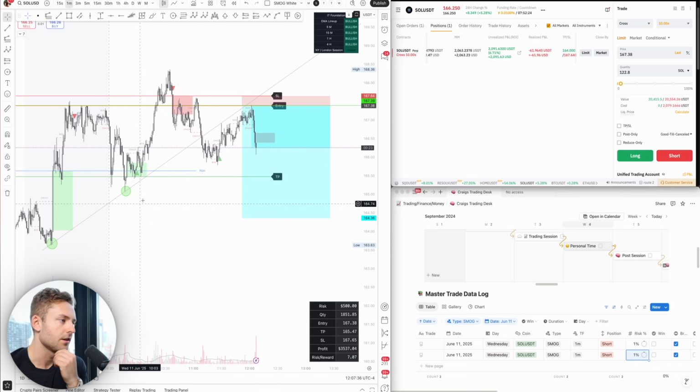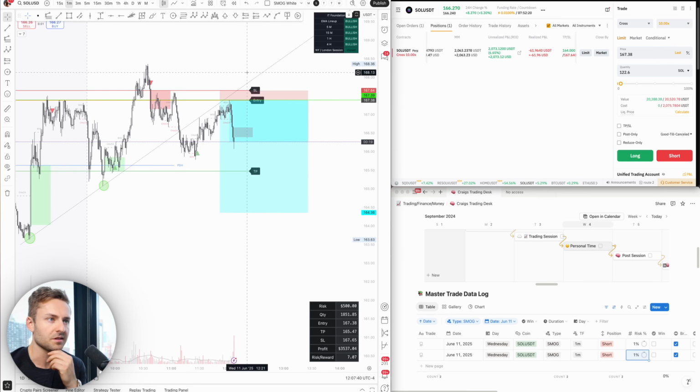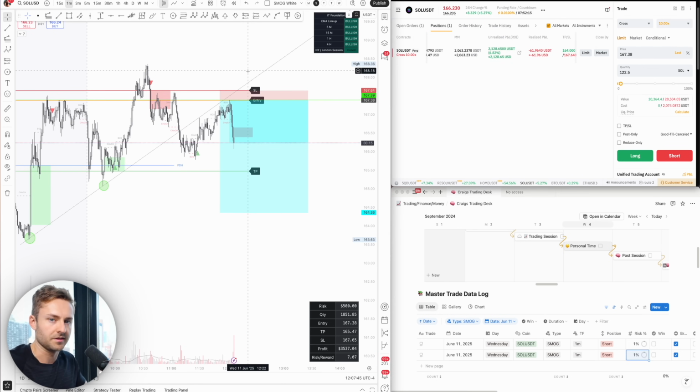Okay, because of this strategy and looking at this analysis, I was able to pick this perfect area. Price is moving in our direction. We're up about 2,000 now, and we're going to trend follow this for the rest of the day. But this is how we're able to quantify risk and then let these trades sort of play out.